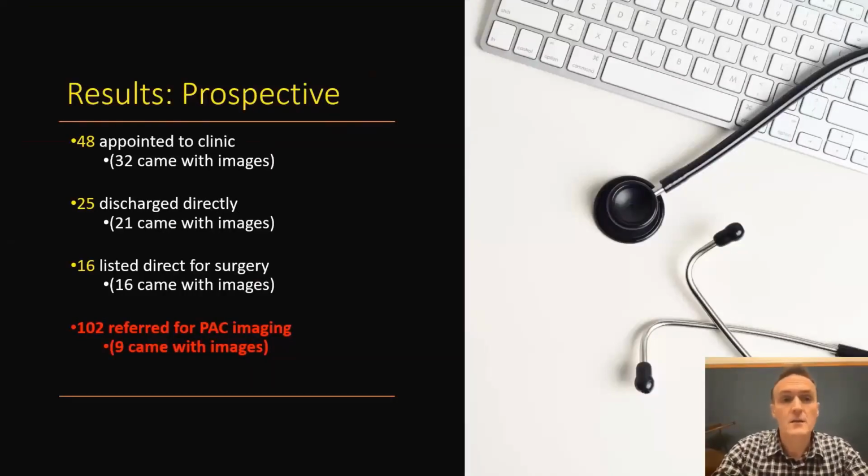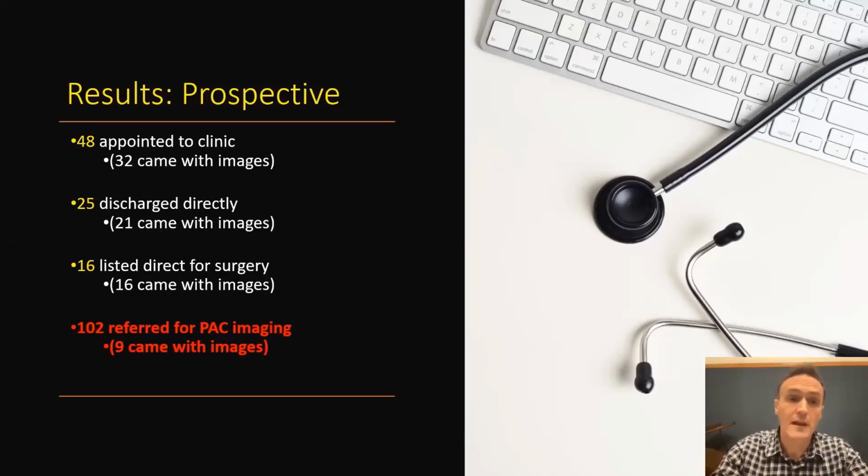48 of these referrals were appointed directly to the clinic, of which 32 came with an initial image right from the very beginning. 25 were discharged directly. Again, 21 of those came with an image directly. And 16 were listed directly for surgery. Again, 16, a high number, came with good imaging.